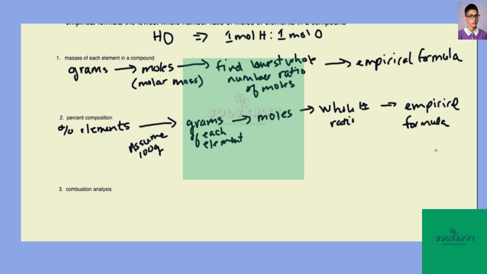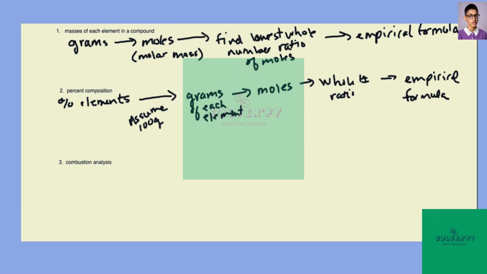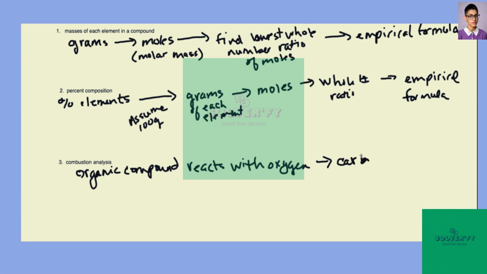A third way in which empirical formula can be determined is through combustion analysis. And this works for organic compounds containing hydrogen and carbon. And it reacts with oxygen to produce carbon dioxide and water.